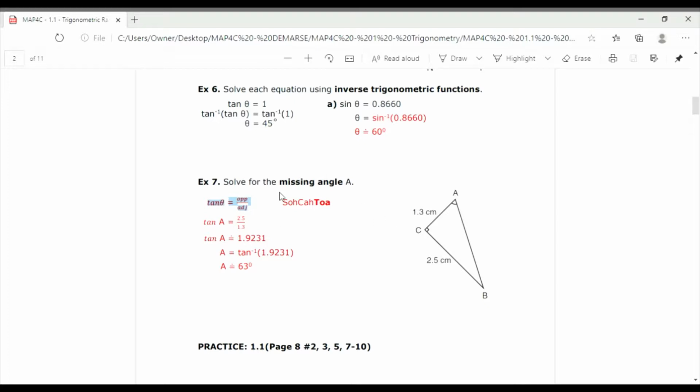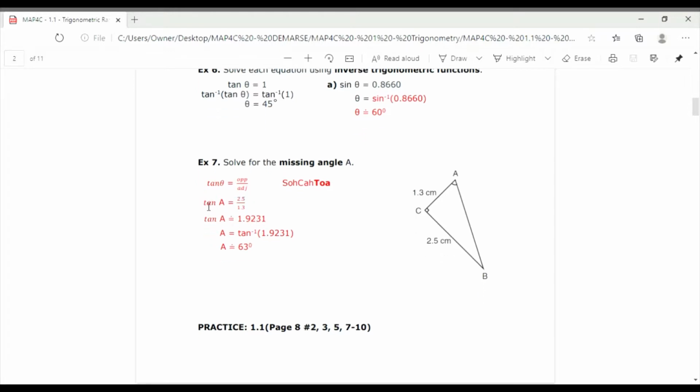Now in this case, they're asking us for A, so we'll use A instead of theta. The opposite side to A is 2.5 centimeters divided by the adjacent side to A, which is 1.3 centimeters. Now we actually divide those out. On a calculator, what is 2.5 divided by 1.3? It should be the decimal 1.9231, and that's rounded. Now I have tan A is equal to that 1.9231.